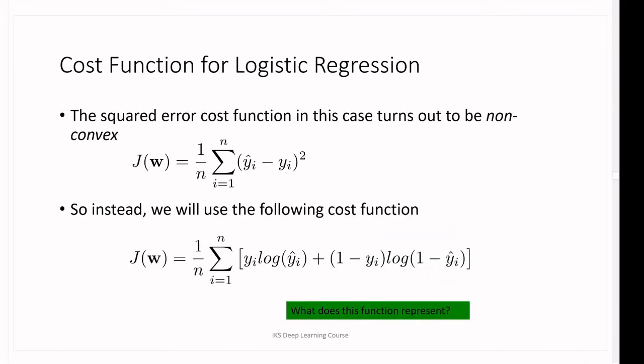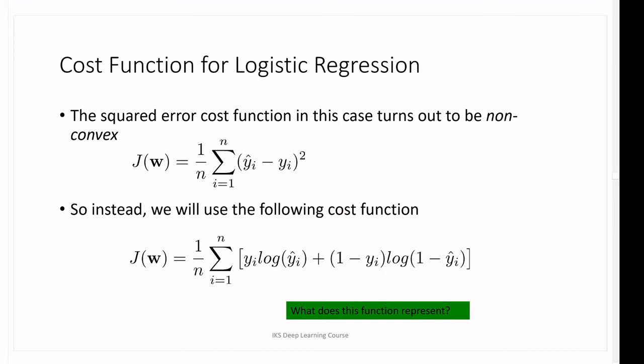So let's look at the cost function for logistic regression. The squared error cost function that we used earlier when we talked about regression turns out to be non-convex in this case, and it's not a suitable function then. So instead of that, the function that is used for this particular model is given by the following expression.